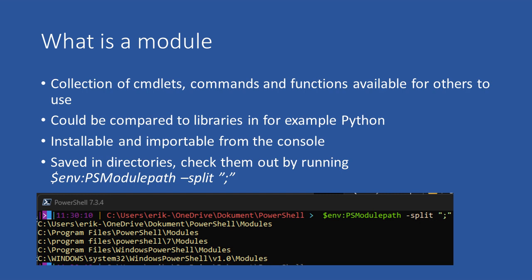PowerShell modules are easy to install directly from the console using commands that we will take a look at in the next slide. Once installed, you get access to the commandlets within the module. The module is stored in its corresponding module path, and to list the module path, run the following code that I have put on this slide.